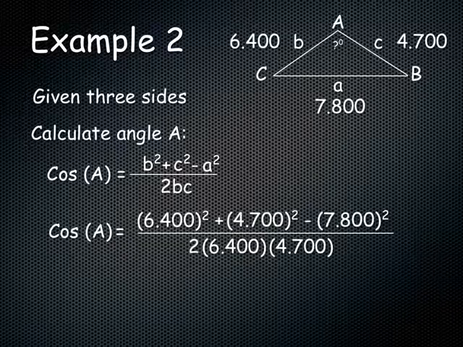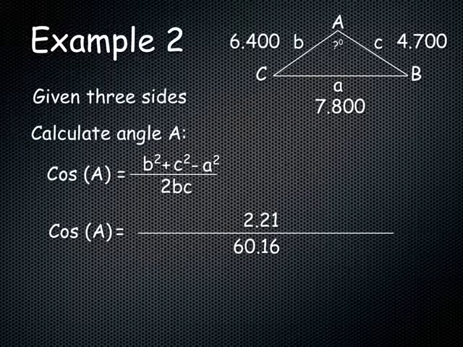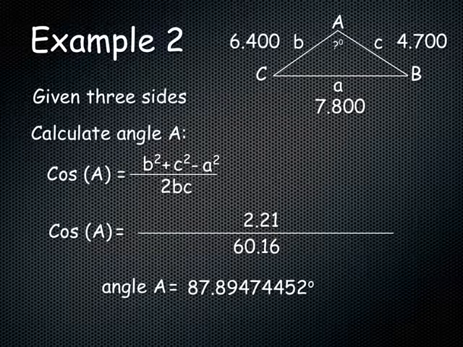Substituting in the values, we get 4096 plus 2209 minus 6084 over 6016. Doing the addition and subtraction on top, 221 over 6016 gives us the cosine of A is equal to 0.036735372, and we discovered that the angle A is then 87.89474452 degrees. Rounding to 2 decimal places, 87.89 degrees.